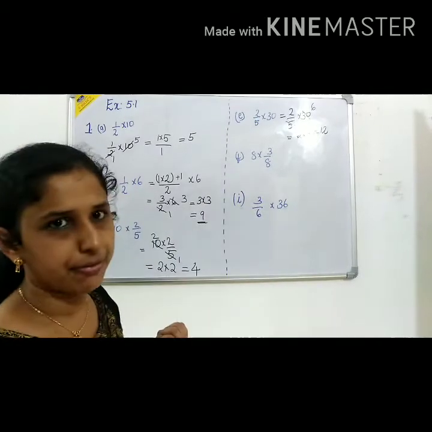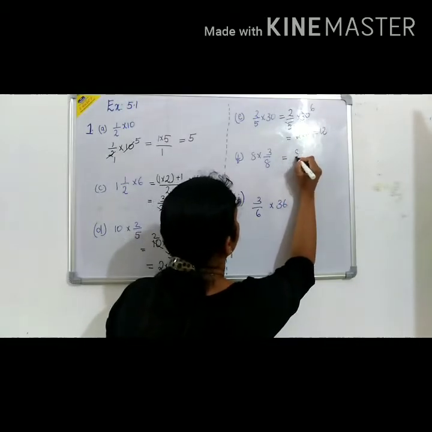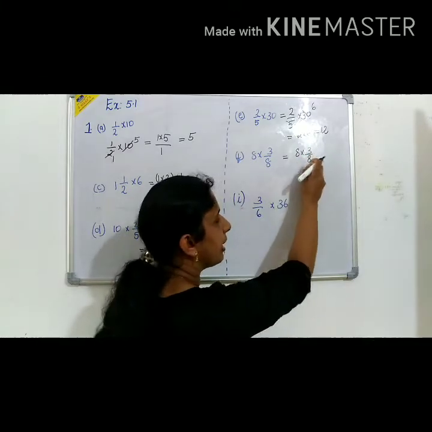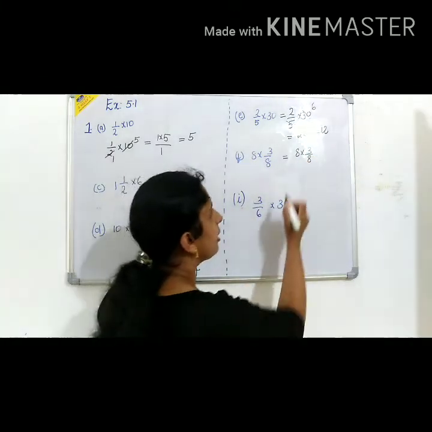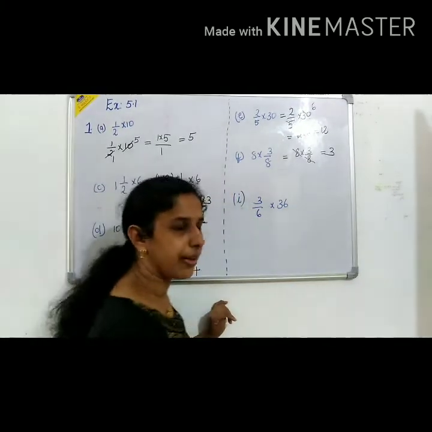Next one, F. It's a very simple question. This is equal to, here 8 into 3 by 8. 8 is the whole number. 3 by 8 is the fraction. Here 8 and 8 get cancelled. So the answer is equal to 3.